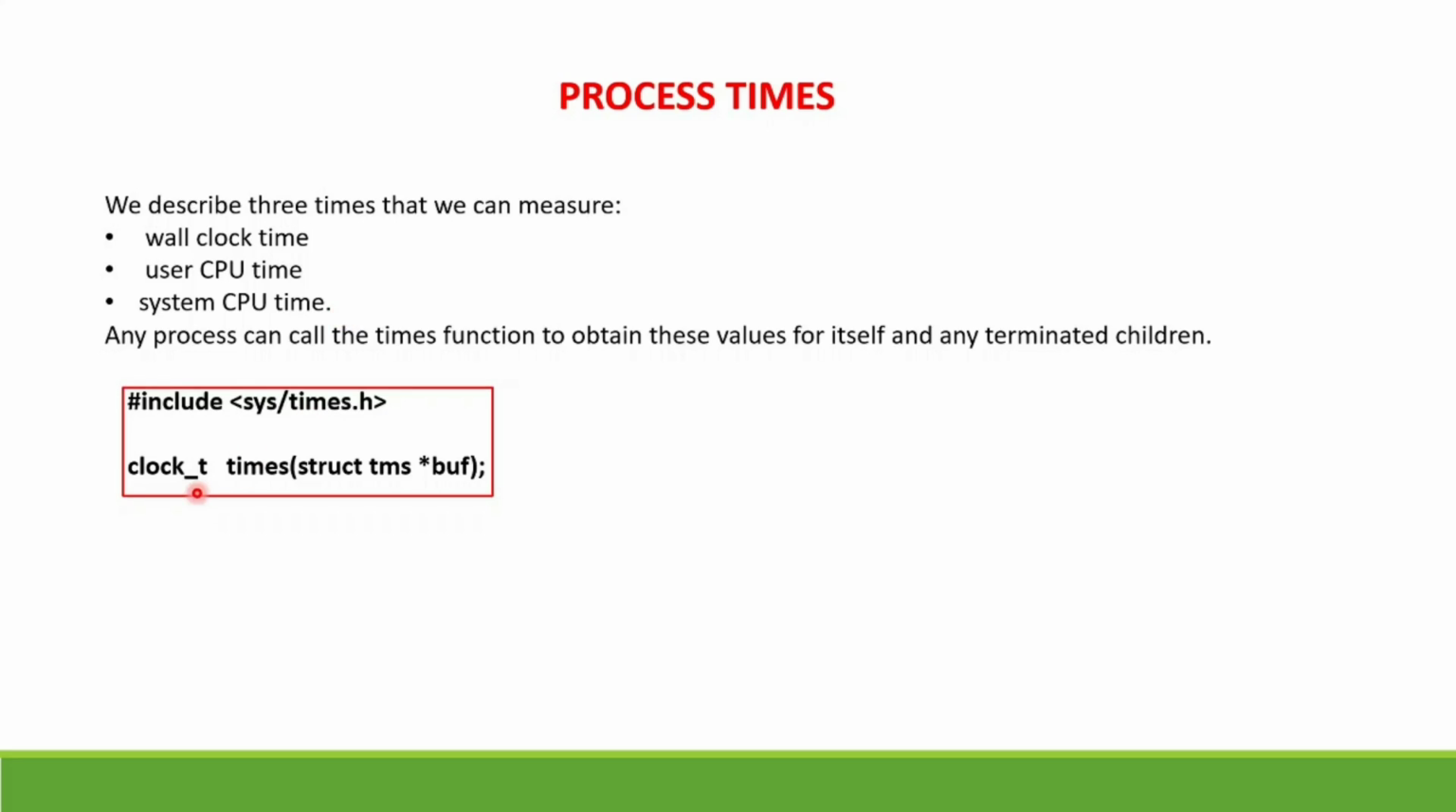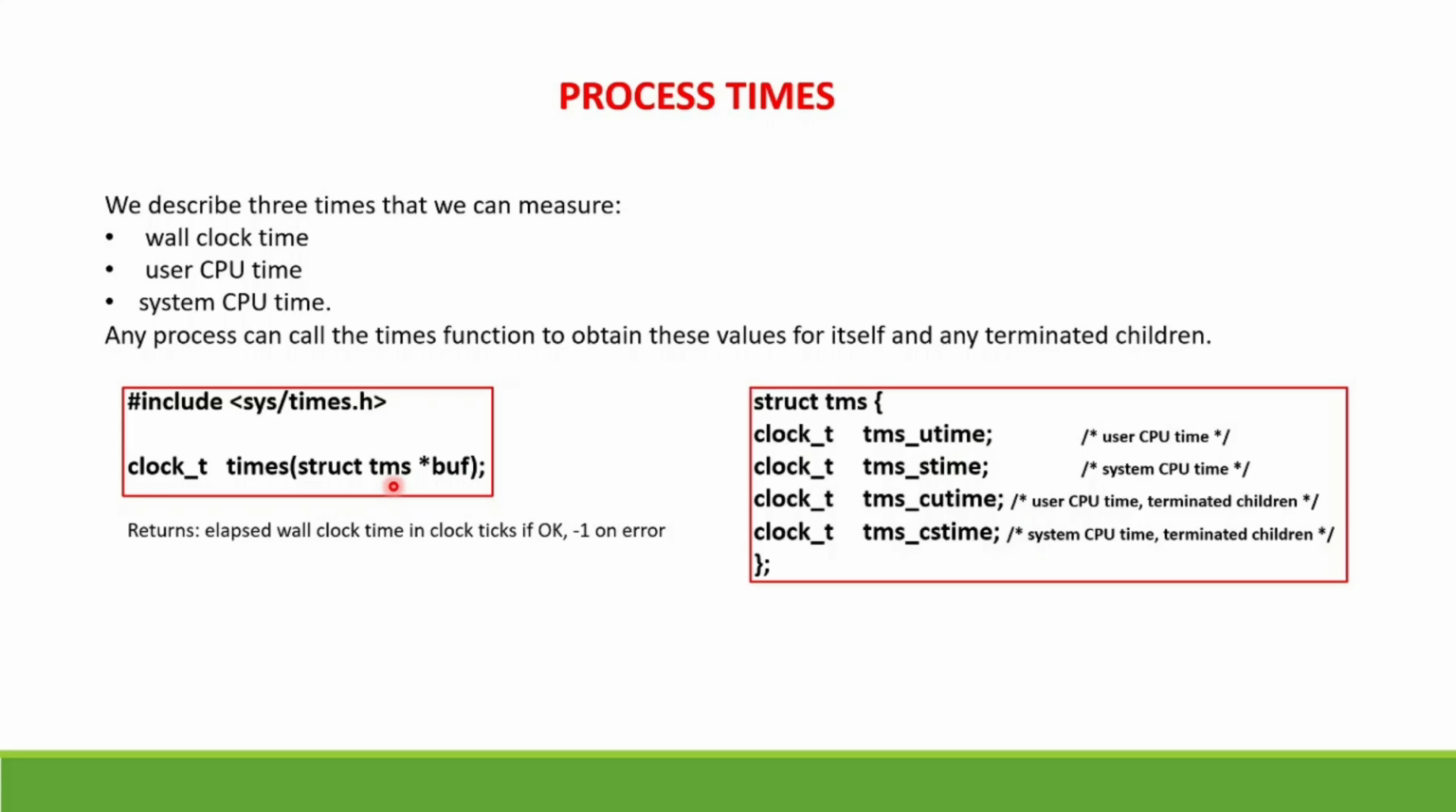Okay, and any process can call the times function to obtain these values for itself and any terminated children. So this is the function that provides this information. Okay, what does it return? It returns the elapsed wall clock time in clock ticks if everything is okay, and -1 on error. Okay, so as you can see, this tms is a structure, and the function fills in the tms structure pointed to by the buffer, and this is the structure we are talking about. Okay, as you can see here, we have user CPU time, system CPU time, user CPU time for the terminated children, and system CPU time for the terminated children. Okay, so this is about the process times.